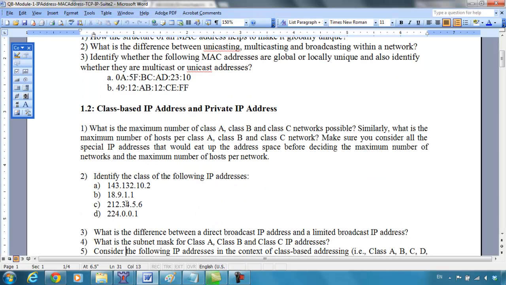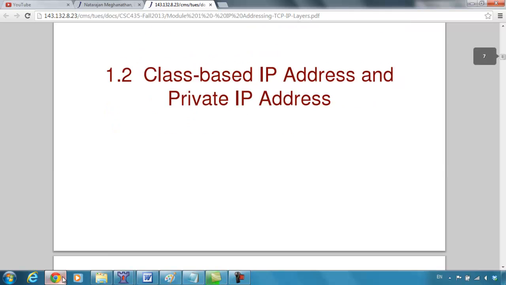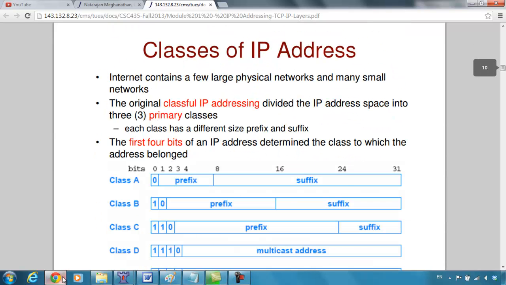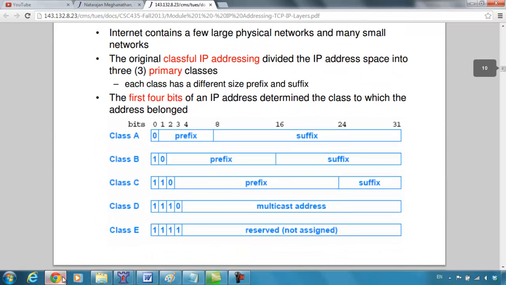Okay. Now, class A networks. Okay, so this is the number of bits. So an IP address is 32 bits, right? So for class A networks, the first 8 bits is the network part, and the remaining 24 bits is the host part. Class B, the first 16 bits is the network part, and the remaining 16 bits is the host part. For class C, 24 bits for the network and 8 bits for the host.